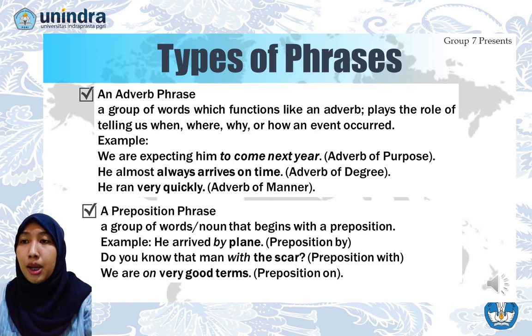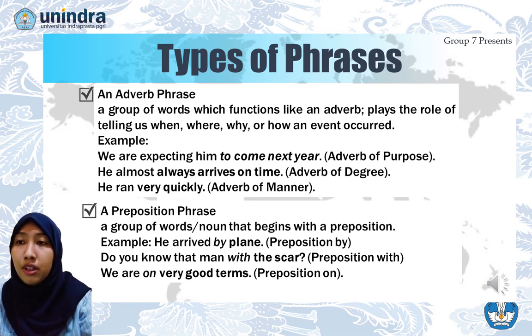Fifth, a preposition phrase. A preposition phrase is a group of words or noun that begins with a preposition. For example, 1. He arrived by plane. The preposition is by. 2. Do you know that man with the scar? The preposition is with. 3. We are on very good terms. The preposition is on.